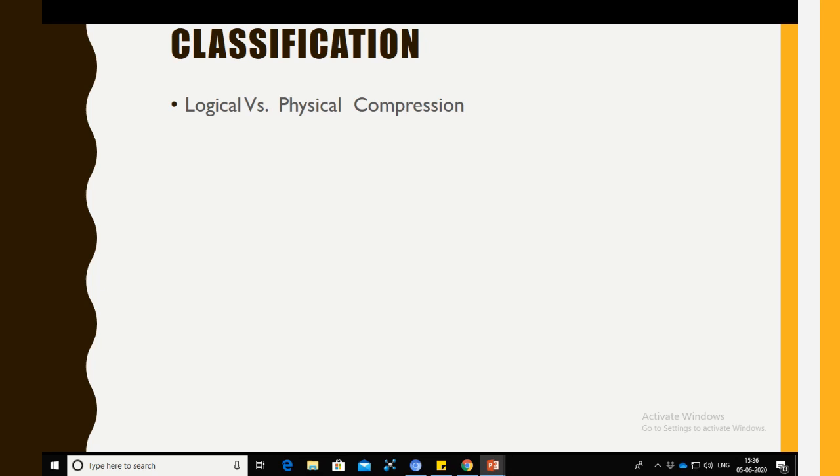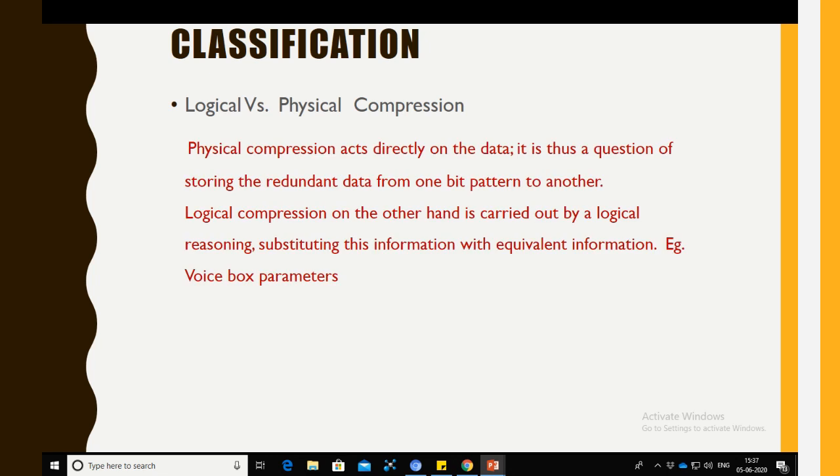Logical versus physical. Whenever I say logical, before going for the compression, I read out the complete data. I try to understand the characteristics of the data. I read the data as a whole, and then I try to find out how this can be represented. That is logical. When I don't worry about the data and just look at the physical structure of the data, I don't find anything logical or any reasoning in that. I go for a physical compression.